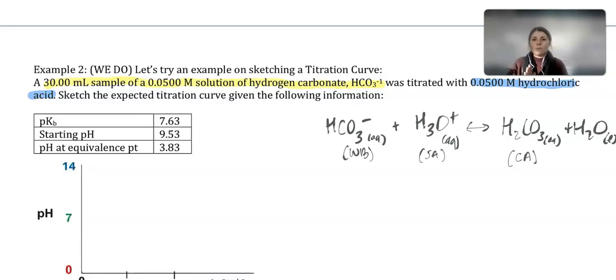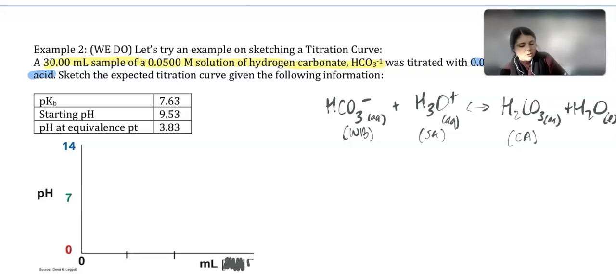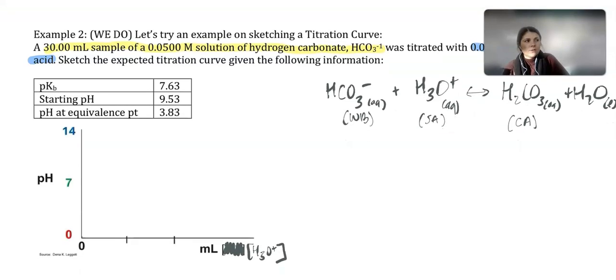So they gave us pKb, they gave us the starting pH, and the pH at the equivalence point. So I'm going to quickly change this to H3O positive. Here, what's happening is based off the titration, your HCO3 minus is going to be your analyte, and the H3O positive is going to be your titrant. The reason I know that is your titrant will always be found on the x-axis. Remember, the titrant will be in the burette and it will be added into your flask. Your flask will contain your analyte, which in this case is the hydrogen carbonate.